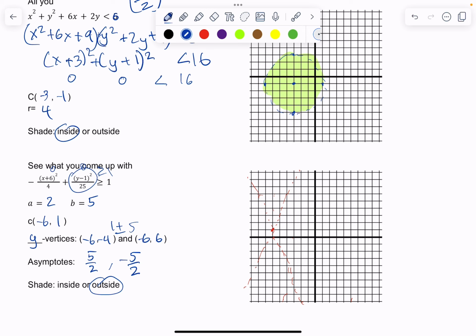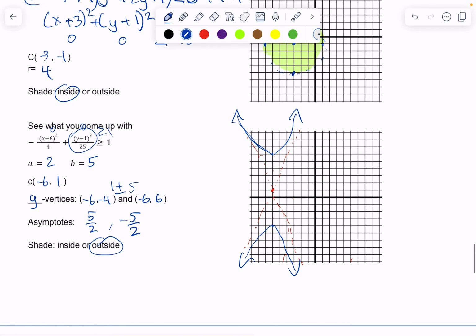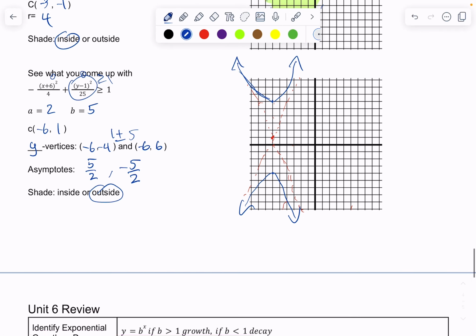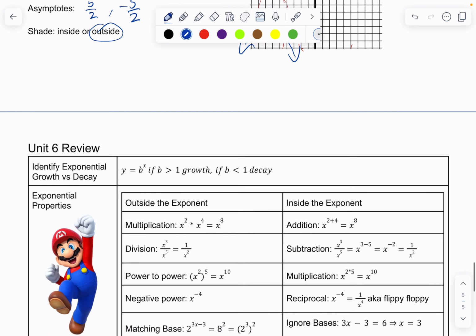I know that it's positive, so I'm going to have something that goes up and down. My points I need is -6, -4. So this point right here. And then -6, +6. Something right here. And it goes like this. They look kind of like double parabolas, but they're really not. They're different. That's mathematically different, but they have some similarities.